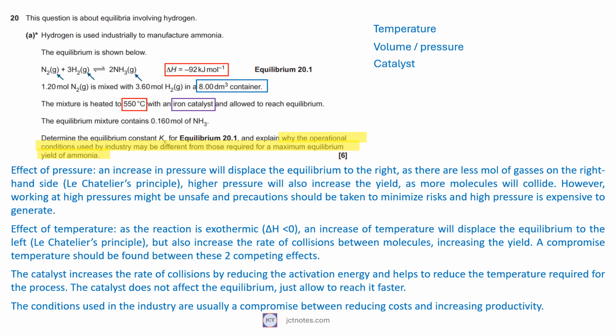Effect of temperature, as the reaction is exothermic, an increase of temperature will displace the equilibrium to the left, Le Chatelier's principle, but also increase the rate of collisions between molecules, increasing the yield. A compromise temperature should be found between these two competing effects. The catalyst increases the rate of collisions by reducing the activation energy and helps to reduce the temperature required for the process. The catalyst does not affect the equilibrium, it just allows it to be reached faster. The conditions used in the industry are usually a compromise between reducing costs and increasing productivity.